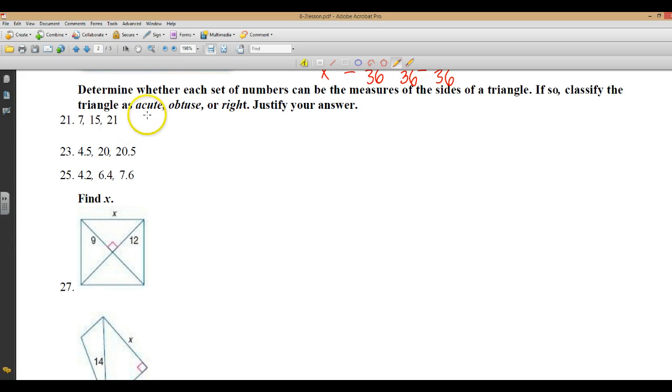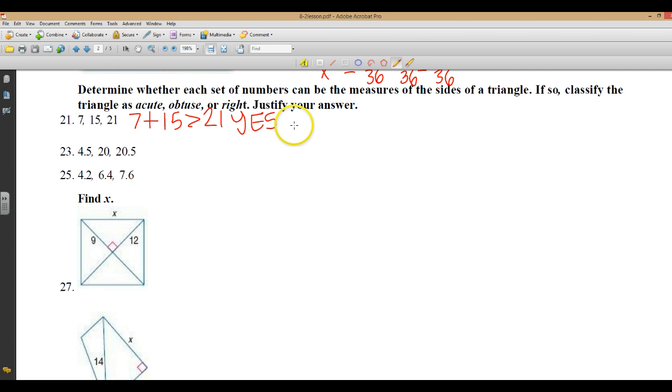For number 21, determine whether each set of numbers can be the measures of the sides of a triangle. If so, classify the triangle as acute, obtuse, or right. Justify your answer. So it'll only be a triangle if the sum of the two shorter sides is greater than the longer side. And 7 plus 15 is in fact greater than 21. So it is a triangle.